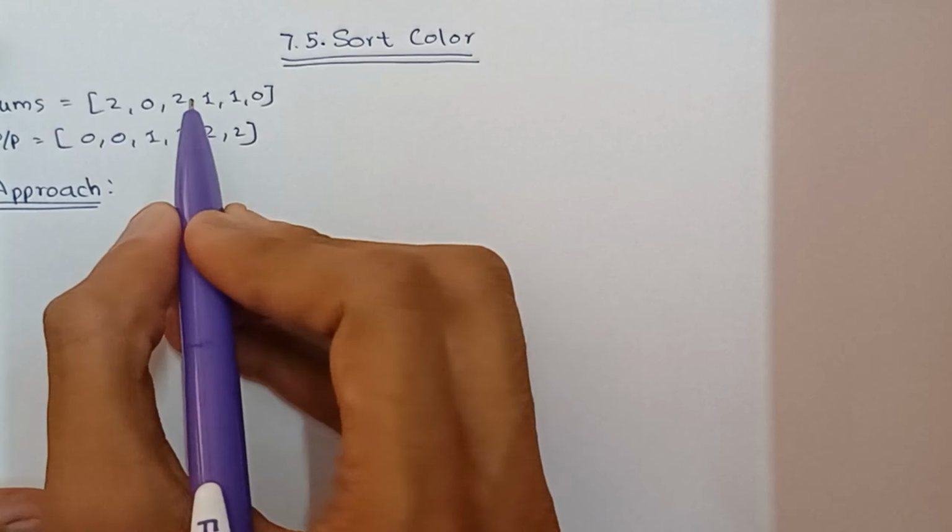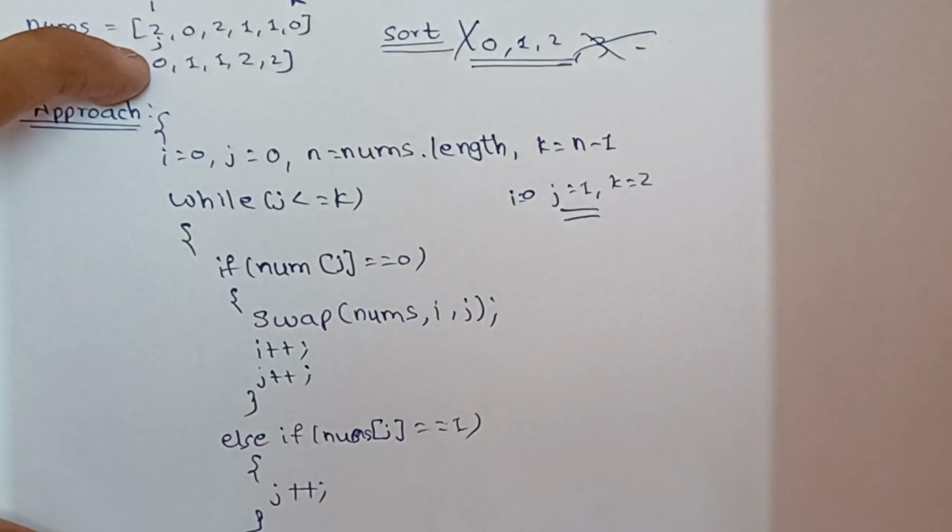Now we will use else if nums of j equal to 1, so simply increment j, because j is 1. We will increment j and nothing else will happen. Else if nums of j equal to 2, then 2 should be at the last, so we will swap nums array comma j comma k, and k will be decremented. Okay, so here is also one curly bracket.